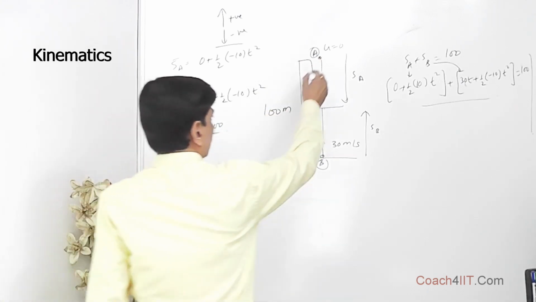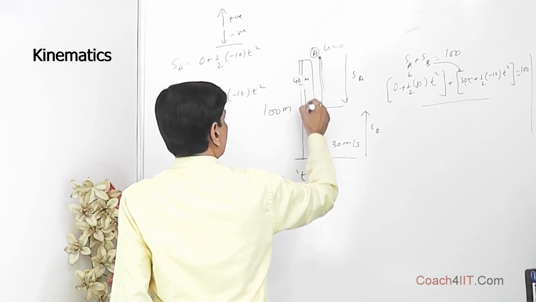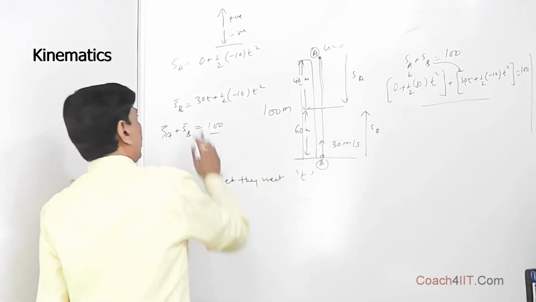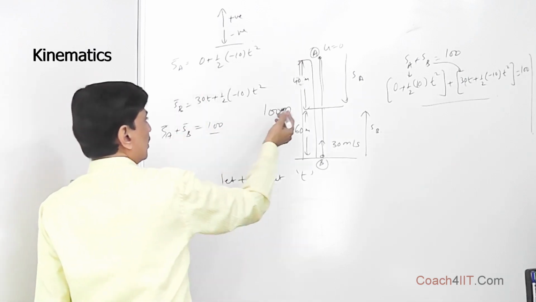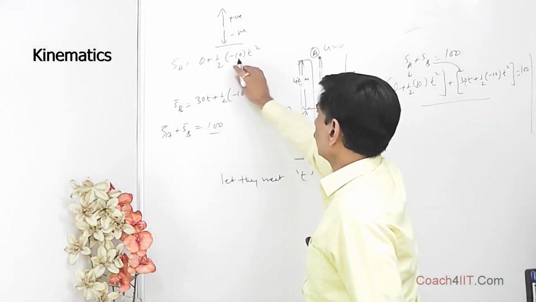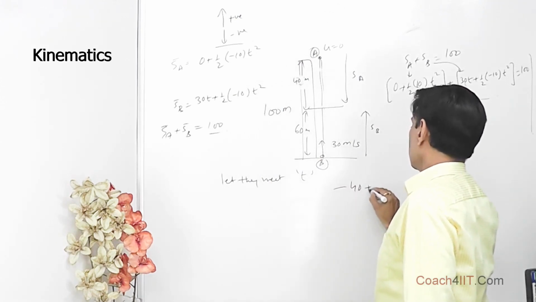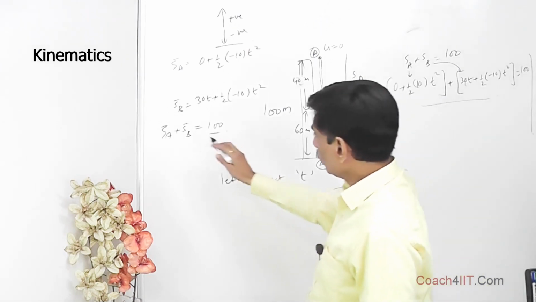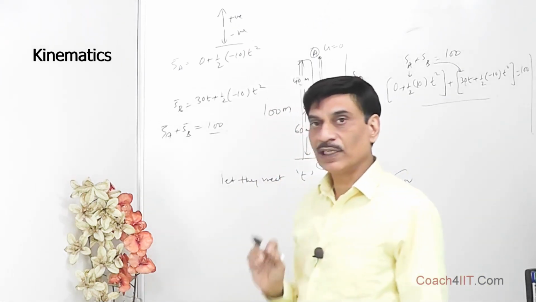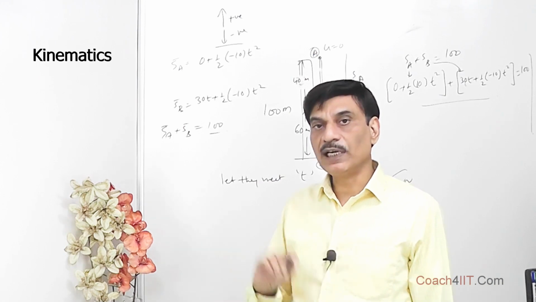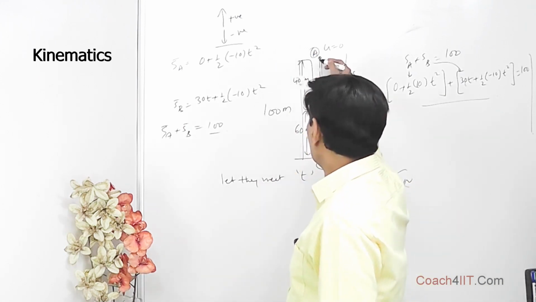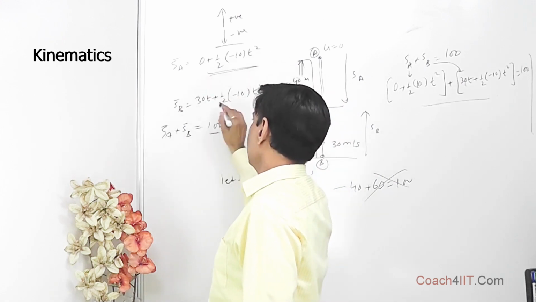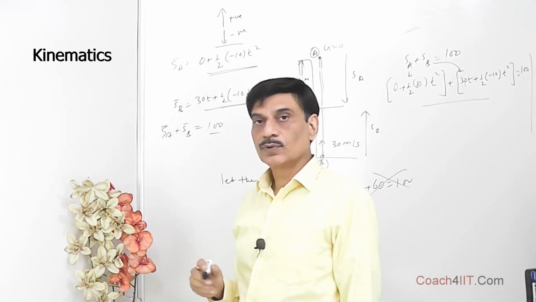Suppose from here to here is 40 meter, then certainly this distance is 60 meter. When we say SA plus SB is equal to 100 meter, it is something like saying that this will come out to be negative. We are saying something like minus 40 plus 60 is equal to 100, which is not correct. So if we have to use SA plus SB is equal to 100, first we have to convert both of them, be it positive, be it negative. So let's take their magnitude only. The magnitude, this should be positive and this should also be positive. It can't be negative. So both of them should be positive.